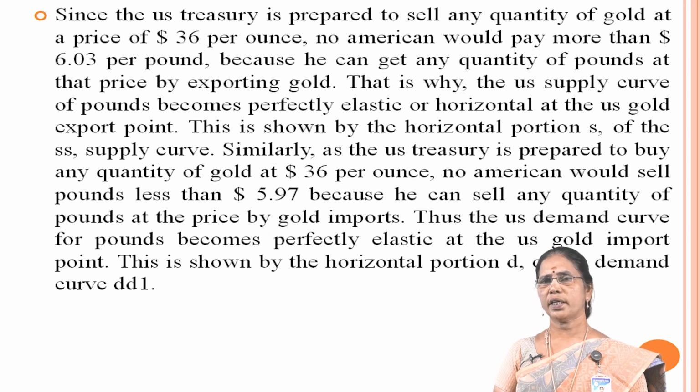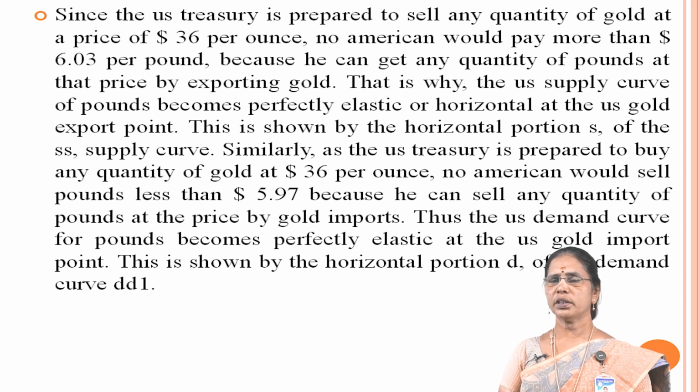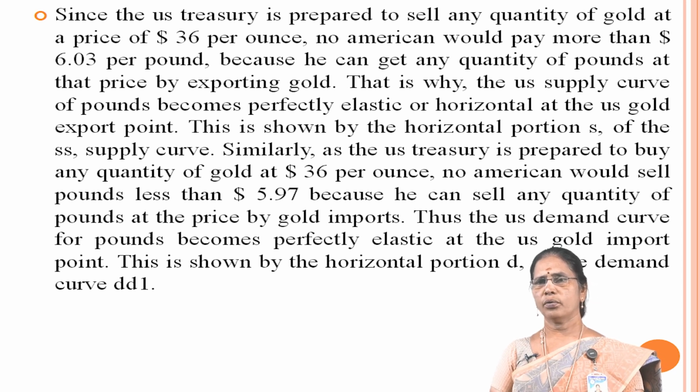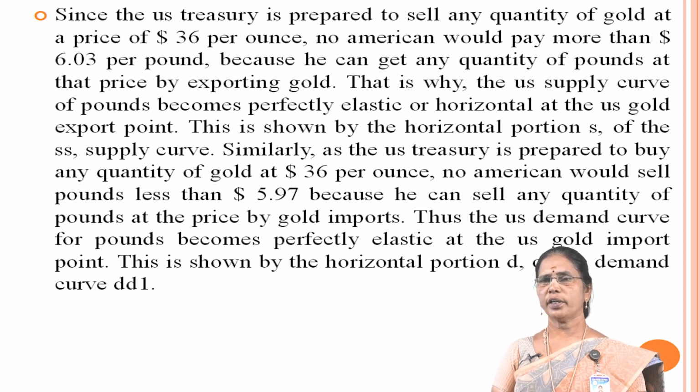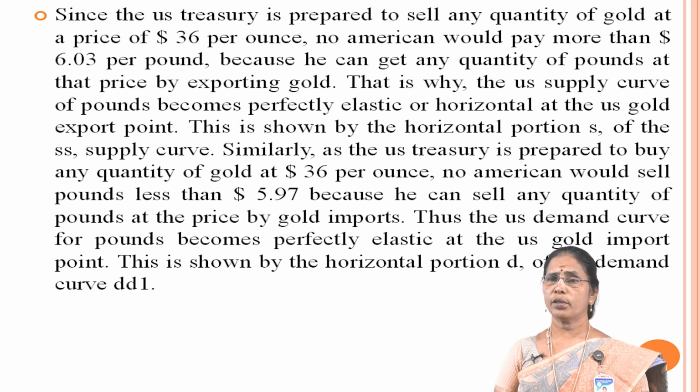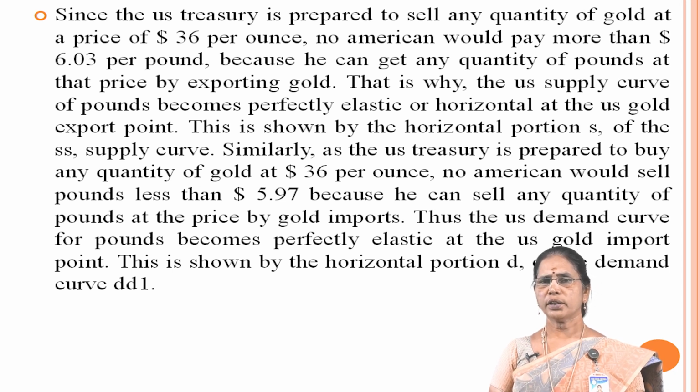Since the US Treasury is prepared to sell any quantity of gold at a price of $36 per ounce, no American would pay more than $6.03 per pound because he can get any quantity of pounds at that price by exporting gold. That is why the US supply curve of pounds becomes perfectly elastic or horizontal at the US gold export point. This is shown by the horizontal portions of the supply curve.